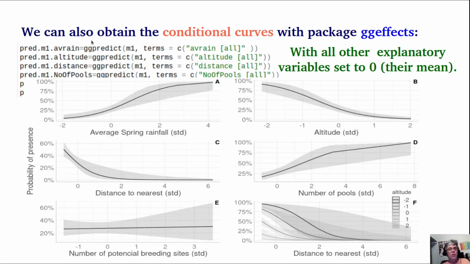With this we can obtain the following curves, in which we see the effect of the average rainfall: as the average rainfall increases significantly, the probability of presence does as well. The negative effect shows the inverse relationship with altitude. And here we see the distance to the nearest breeding site for different combinations of altitude. 0 means the average altitude, -2 means 2 standard deviations below the mean of altitude.